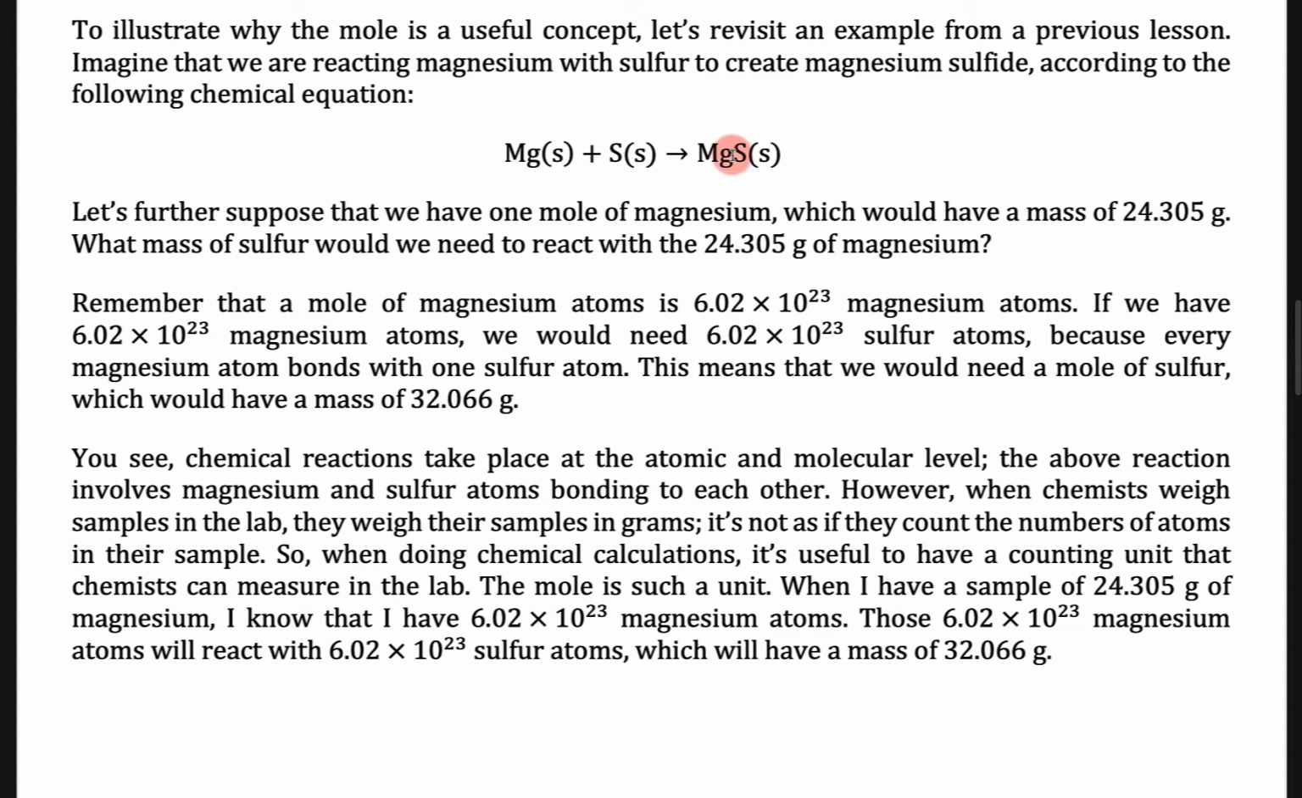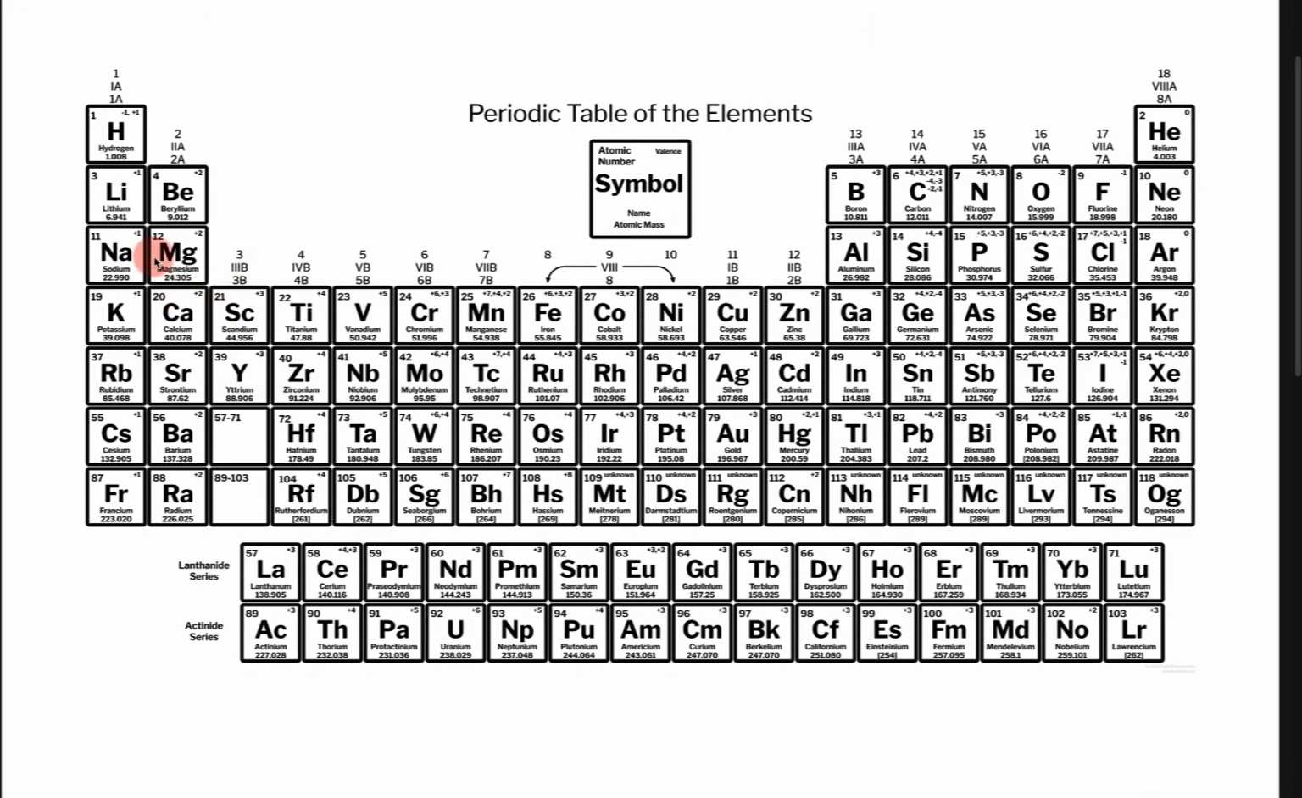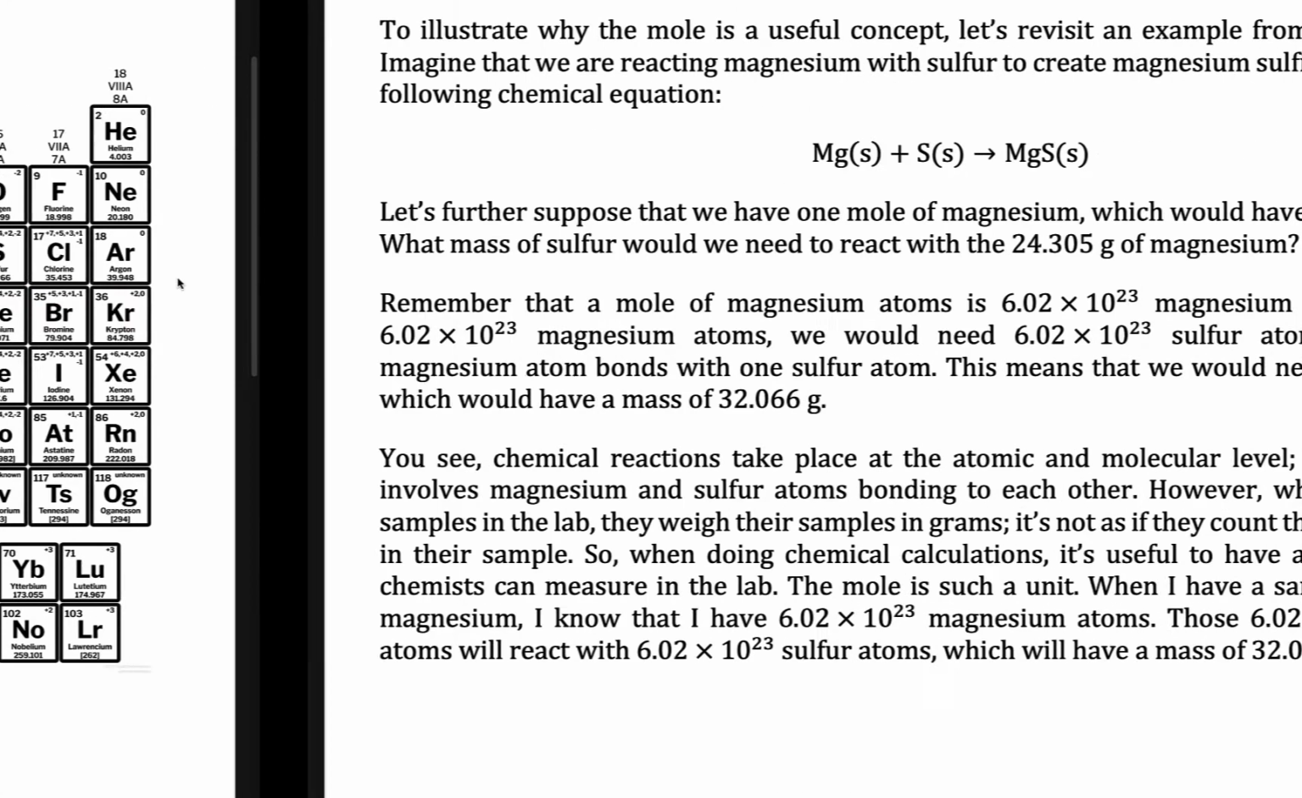Now, let's further suppose that we have 1 mole of magnesium. So we have 1 mole of magnesium. Now, what mass would 1 mole of magnesium have? Well, it would have a mass of 24.305 grams. Okay, and I can get this from our periodic table. Molar mass of magnesium is 24.305 grams per mole.